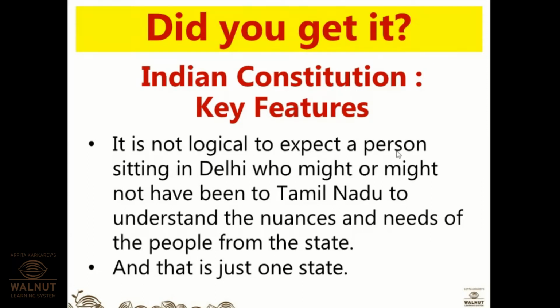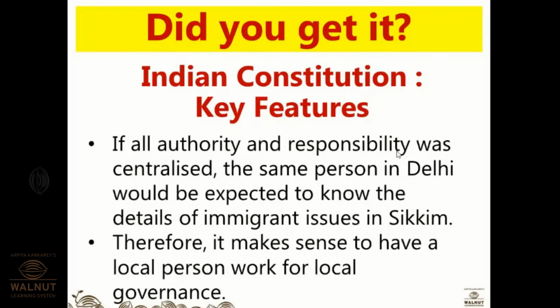So it is not possible to look into matters which happen at the lower level, local or state level. If all authority and responsibilities were centralized, the same person in Delhi would be expected to know the details of immigrant issues in Sikkim. Therefore, it makes sense to have a local person work for local governments. Why do we have these layers in the government? It is not possible for the central government to look into the issues at the local level. So we have the local government.